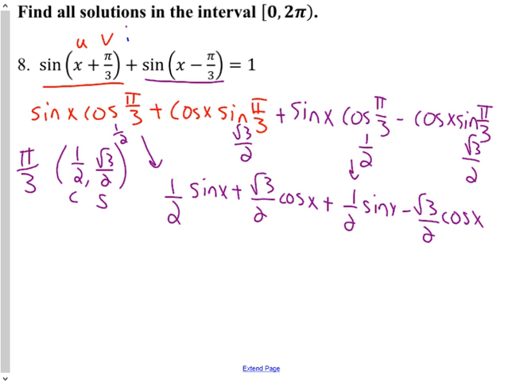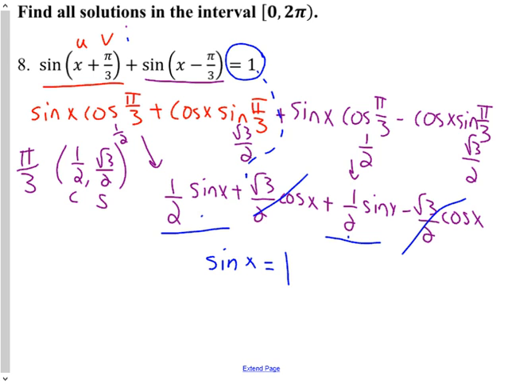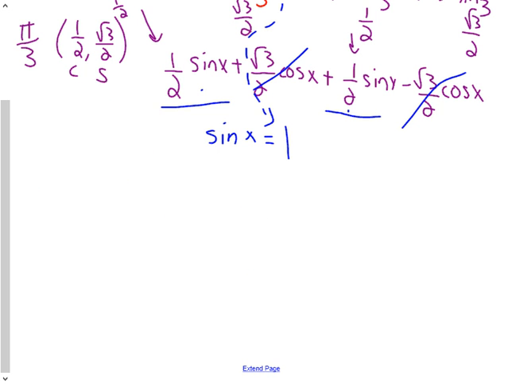Using some blue pen here to cancel. These cancel. And we get half of sine of x plus half of sine of x gives us sine of x. So sine of x equals 1. Bringing that back in, that's where the equals 1 comes from. So back in from the top. And where does sine of x equal 1 between 0 and 2 pi? Right there. x equals pi half.